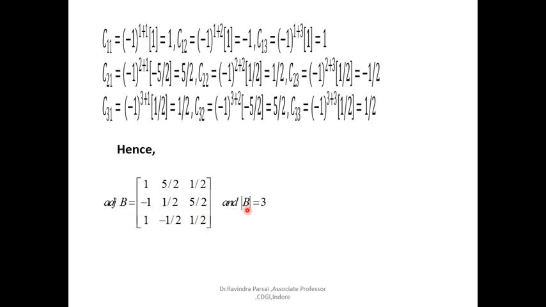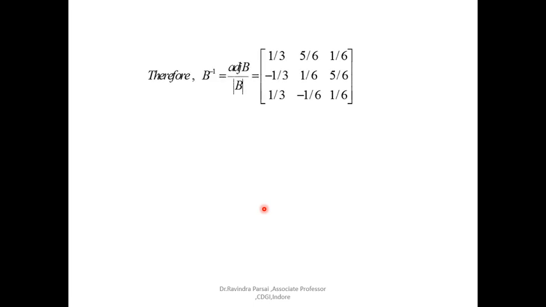Before finding the inverse of the matrix by the adjoint method, you have to find the determinant of this matrix. When you find the determinant, you will get the value 3. On this basis you are able to find B inverse by the adjoint method as adjoint of B upon determinant of B. So just divide all elements of the adjoint of the matrix by the value of the determinant of B. You will get this matrix: [1/3, 5/6, 1/6; -1/3, 1/6, 5/6; 1/3, -1/6, 1/6].